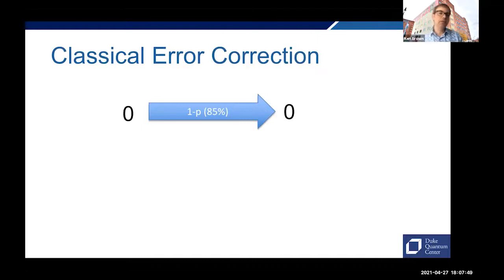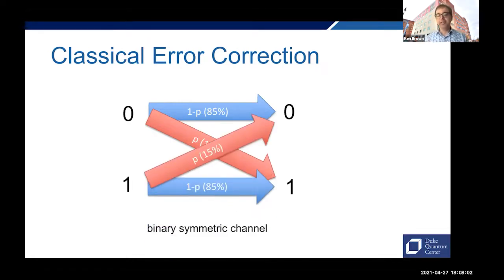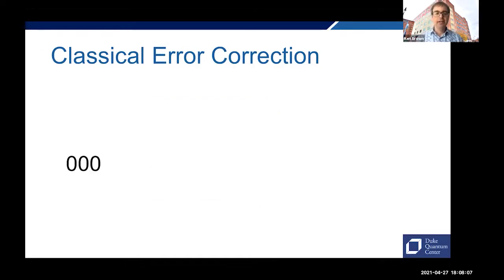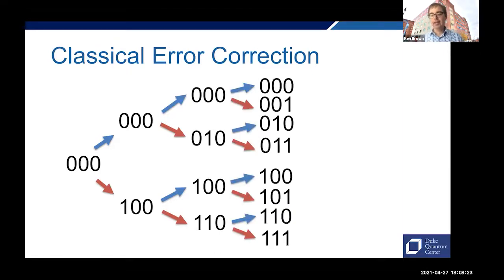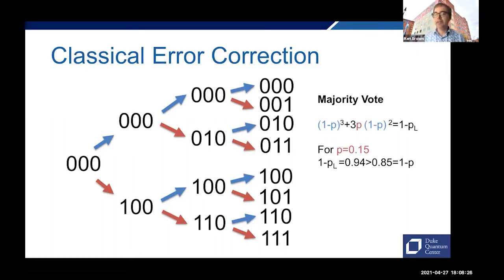Okay, so classical error correction, again, you have some channel. You want to send zero, 85% of the time you get zero, 15% of the time you get one. Imagine you have a binary symmetric channel, so it's equally likely to flip bits both ways. As we learned yesterday, the easiest way to handle this is a repetition code. Basically, you send one bit at a time, and every bit has a chance to flip. The second bit has a chance to flip. The third bit has a chance to flip. And then you just do majority vote on the outcome.